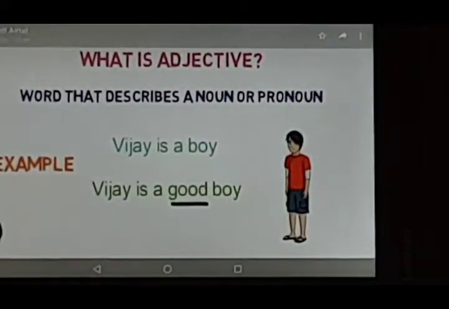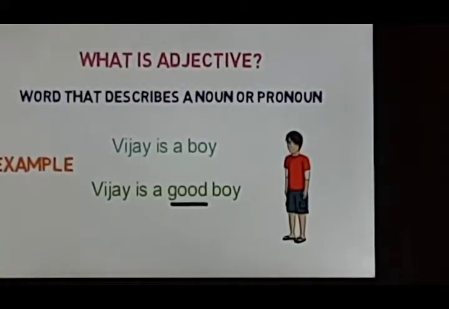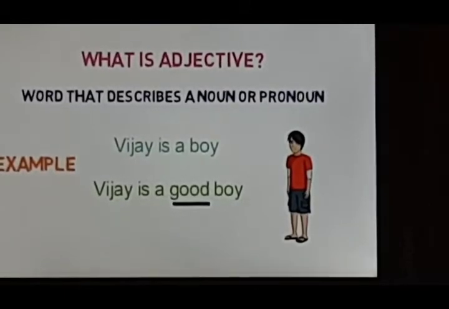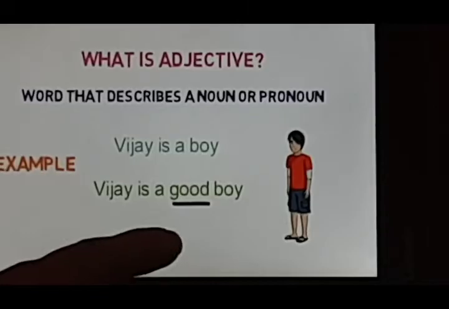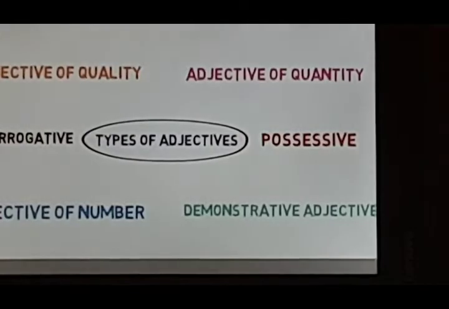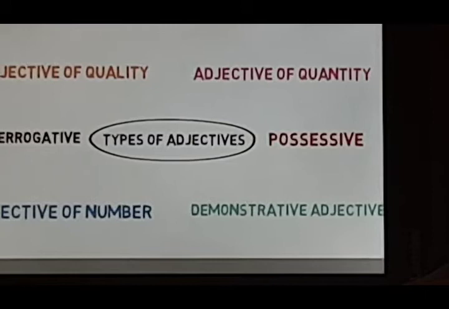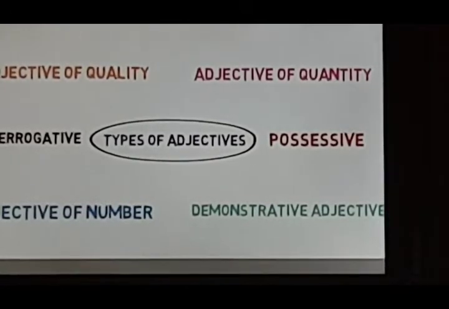Vijay, this is a boy whose name is Vijay. So we can say what kind of a boy is Vijay. And we have formed our opinion that Vijay is a good boy. So this underlined good word is the adjective here.